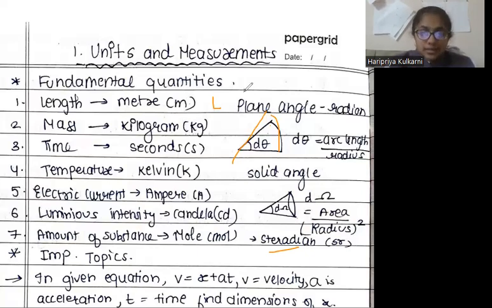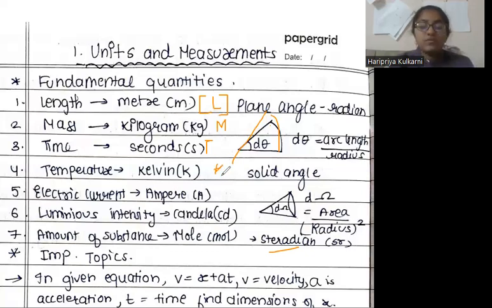Okay, so for length, it is capital L. We use square brackets for specifying dimensional formula. For mass, it's capital M, right? For time, it is T. For temperature, it is Kelvin.